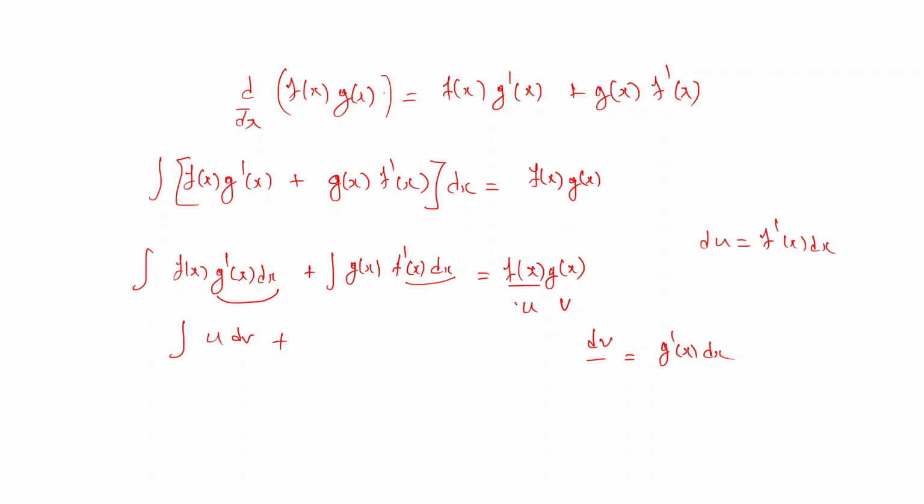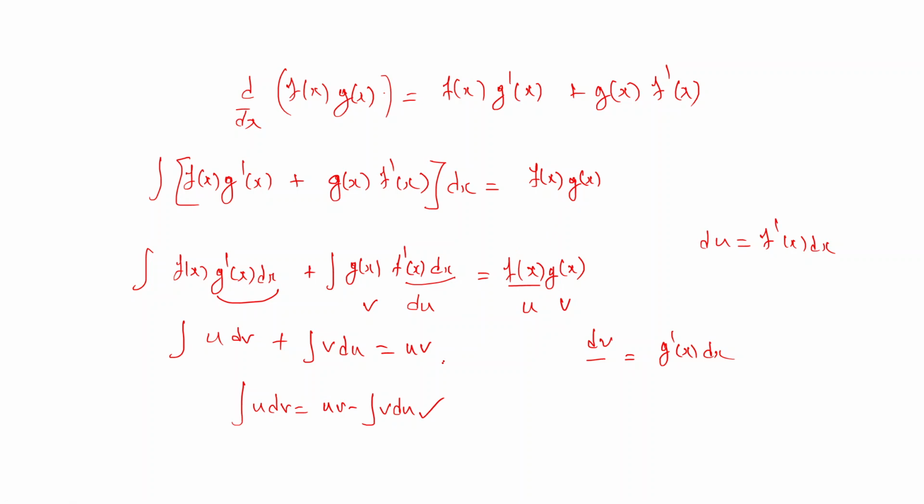If u is f of x, what is du? f dash x dx. This dx means this is du. What is g of x? This is v. Plus integral of v du equals uv. What does that mean? Integral of u dv becomes uv minus, we are taking this one to this side, v du. This is the proof of integration by parts.